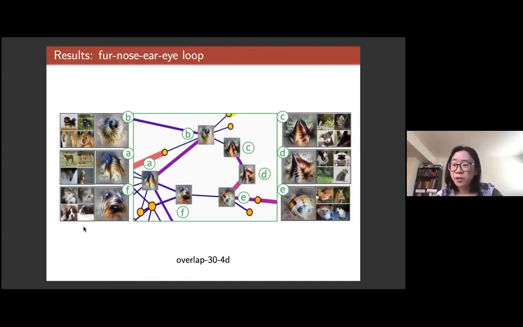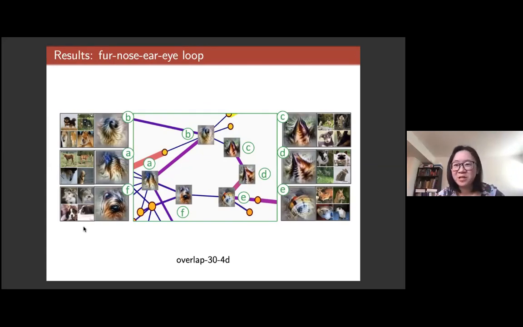So let's talk about loops, because that's how we get started with this, right? This is a particular loop that we call the fur, nose, ear, eye loop. This is a loop where if it goes around, it shows a bunch of animal pictures. But if you look at the feature visualization, it focuses on different parts of the animal. There are some images that are mostly just fur. There's a cluster that goes around, most likely surrounding the nose. And then there are a lot of pictures that focus on the ear and then the eye.